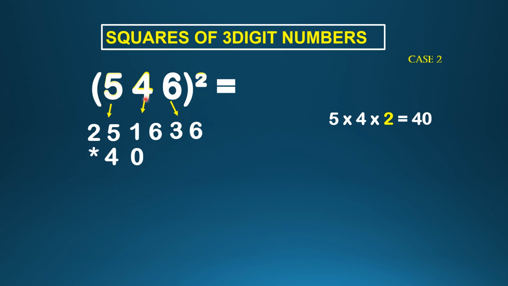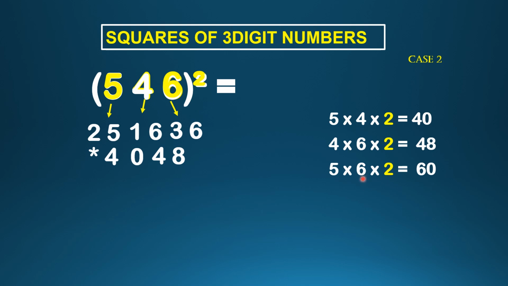Now, next step, we will consider the next digit like 4 into 6 into 2. So 4 sixes are 24, 24 twos are 48. This 48, we will write in the same row just beside 40. The final step, now which numbers we have to multiply? Now multiply 5 into 6 and the power 2. So 5 sixes are 30, 30 twos are 60. This 60 we have to write in the third row, leaving 2 digits. First 2 digits you leave and write 60.